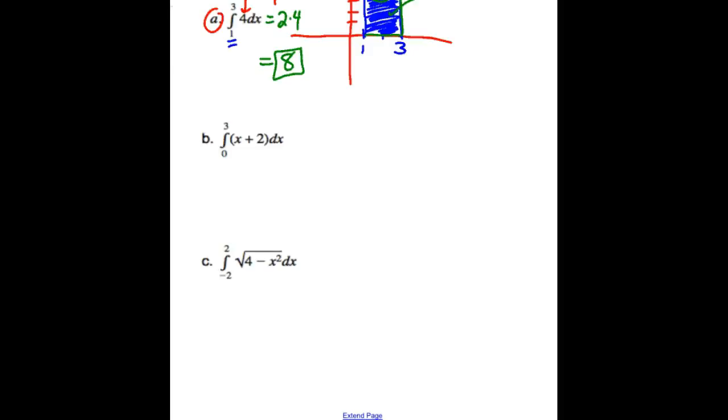But again, if I had my f of x dip down in here instead of being constant, then I could only, for now, approximate what that area is. But when it makes one of our nice geometric figures, we can do it exactly.